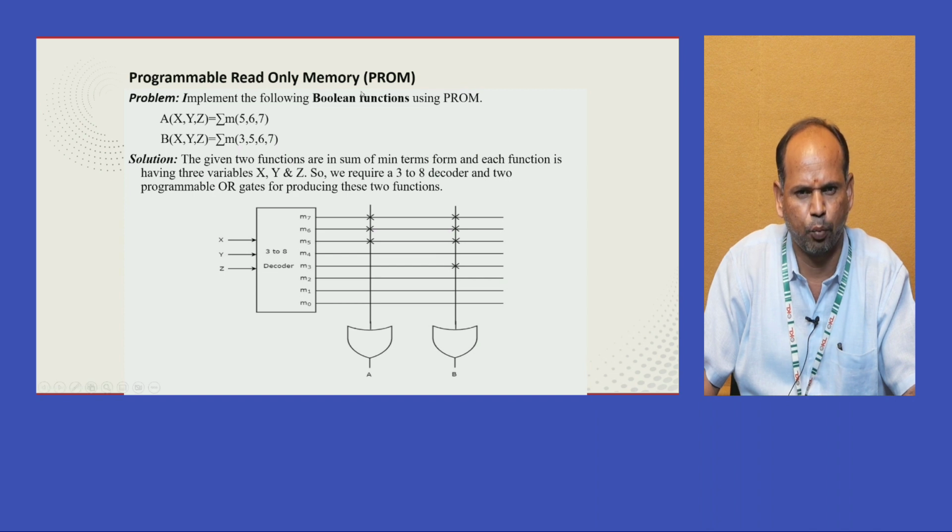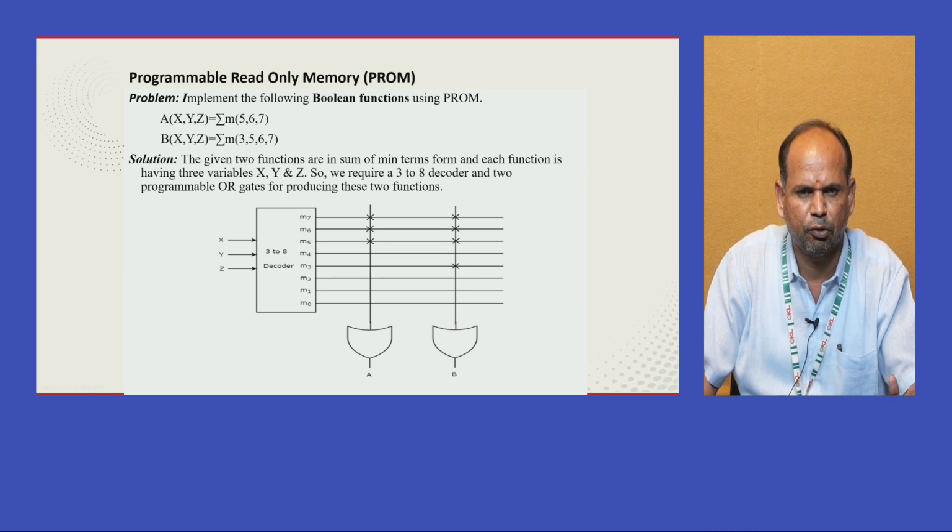we have to design the programmable ROM. Programmable ROM means it should have fixed AND gates and programmable OR gates. Here we have been given a logic expression in terms of the three inputs X, Y, Z, and the outputs are A and B. And here we have given you the min terms 5, 6, 7 related to the A output and the min terms 3, 5, 6, 7 for the second output B.